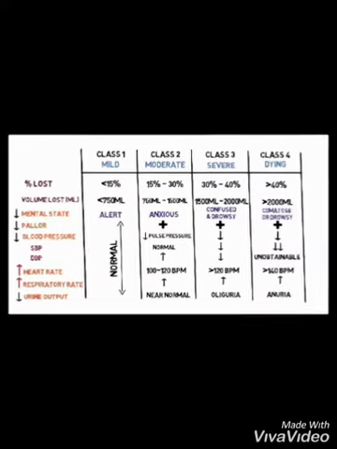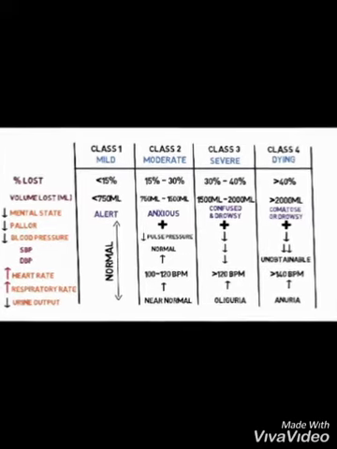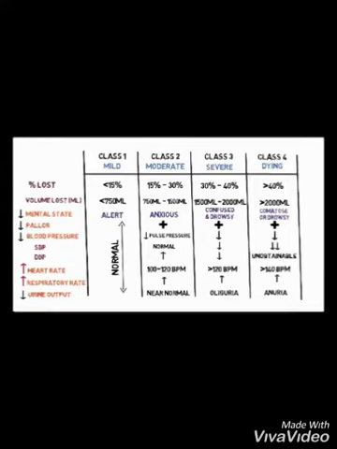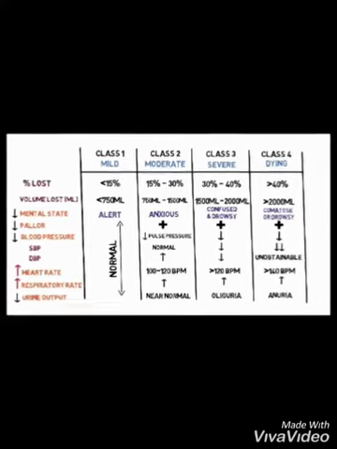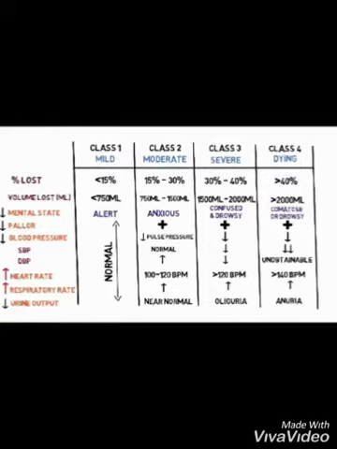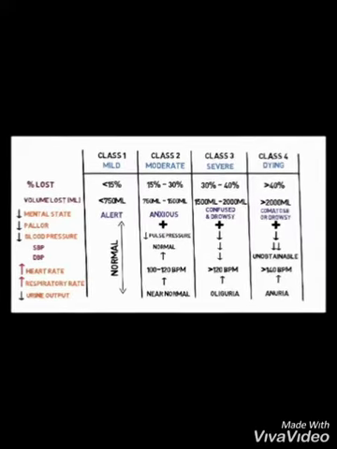For Class 1, the blood loss will be less than 15%. Meanwhile, for Class 2, the blood loss will be 15 to 30%. Meanwhile, for Class 3, it will be 30 to 40%, and Class 4 is more than 40%.